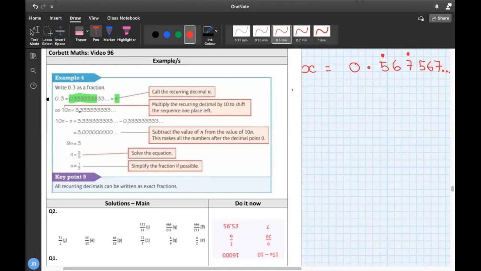Okay, let's see what happens when we get 10x. I must keep all of my decimal points in the same position. If we're multiplying by 10, our decimal point will jump 1 and all the values will move along. So we're going to have 5.67567.